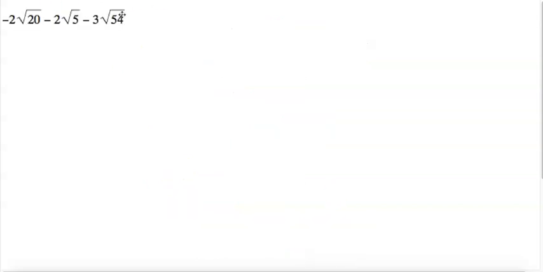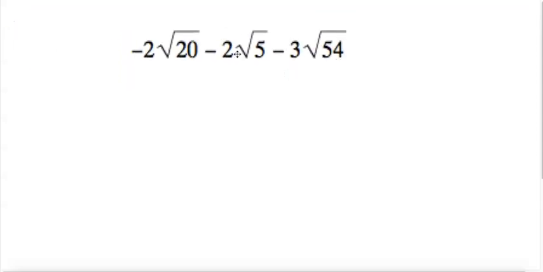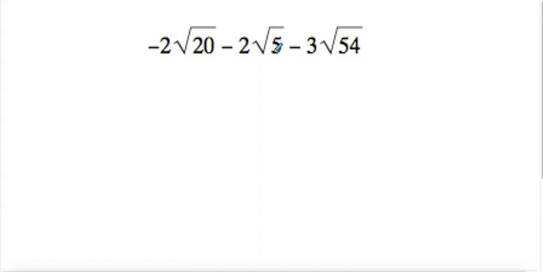Alright, so we'll throw one more in here just because the other ones were very similar. So we have negative 2 radical 20 minus 2 radical 5 minus 3 radical 54. Alright, so let's see what we got here. So we got negative 2. Okay, so square root of 20, I obviously could break down to 2 times 10, but I'm going to stay away from 2 times 10. I'm going to use 4 times 5 instead.